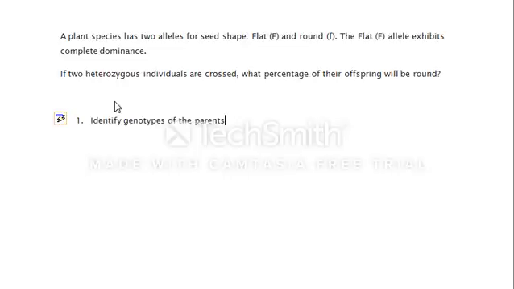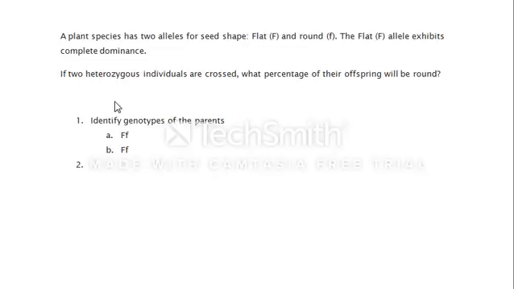So here, they don't directly tell you whether the parents are capital F, or lowercase f, but they tell you they are heterozygous. Remember that heterozygous means they have one of each allele. So in this case, since there are only two alleles, we can assume that both parents are capital F and little f.